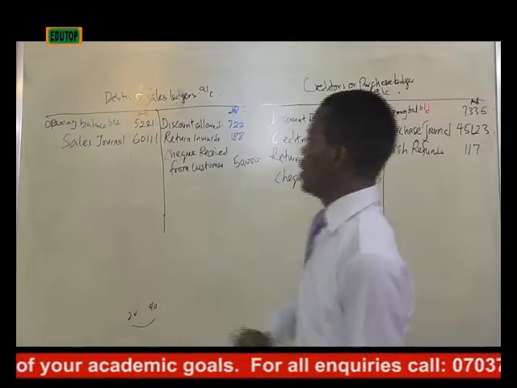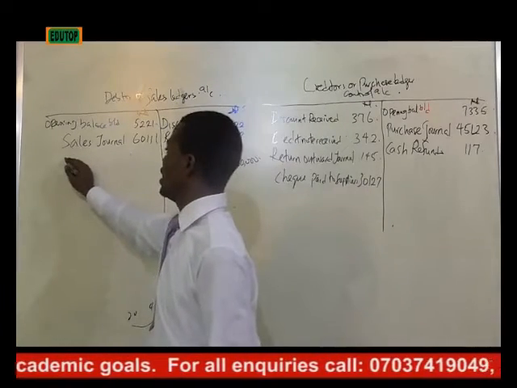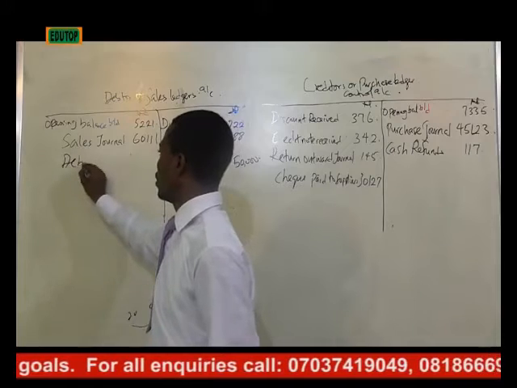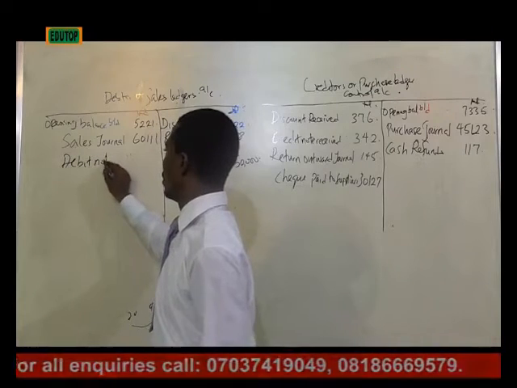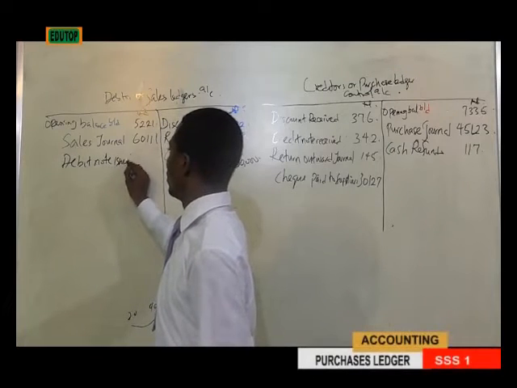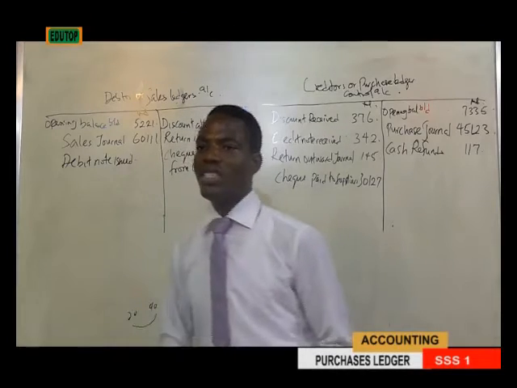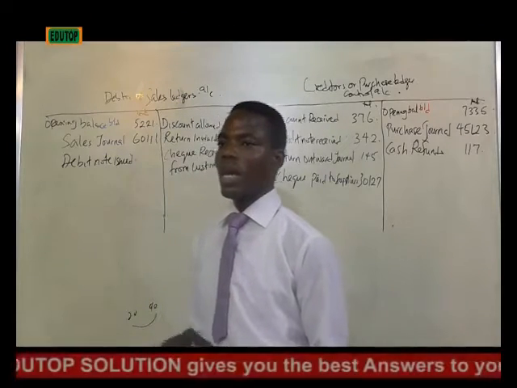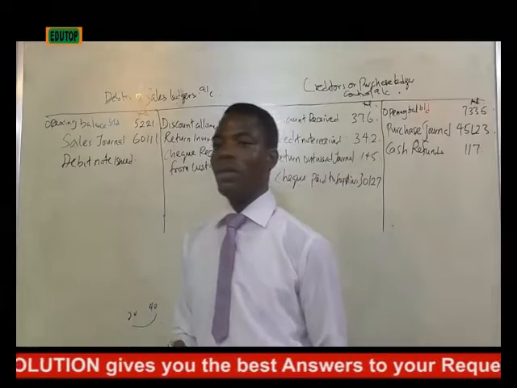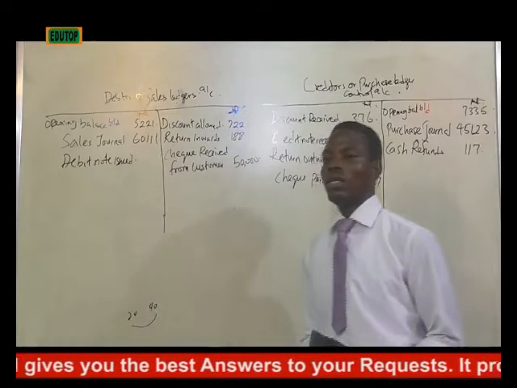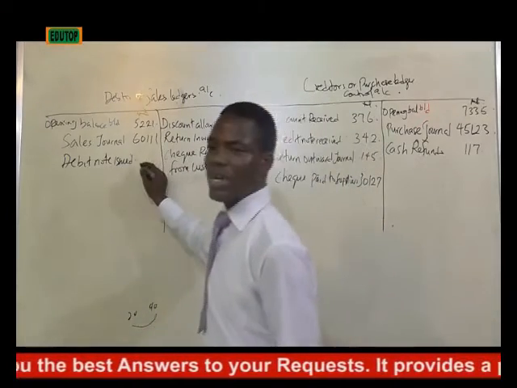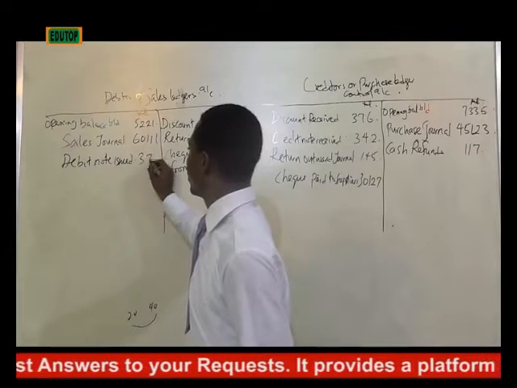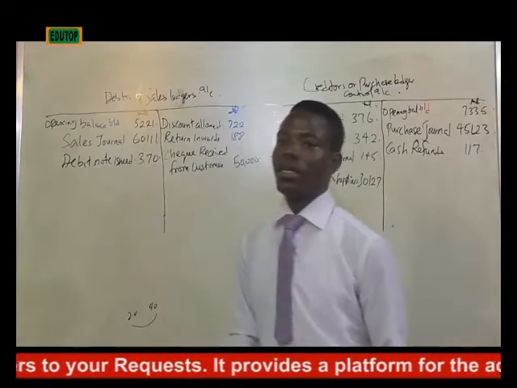Debit note issued. Debit note issued is prepared by the seller. And how much is it? That is 320, that is 370, sorry.